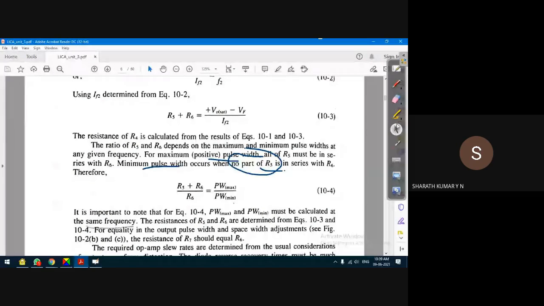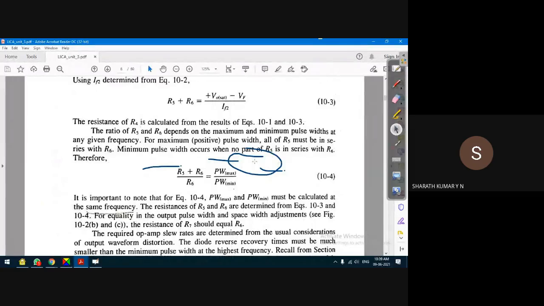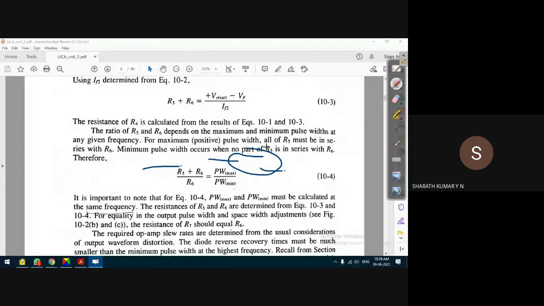Okay, so resistance will not be 0. There will be a minimum resistance. So no other go. For the theory and numerical equation-solving purpose, we assume that R5 is minimum. So we get two expressions: R5 plus R6 for maximum pulse width, and R5 equal to 0 for minimum pulse width. From this ratio, we can obtain the value of unknown R5.